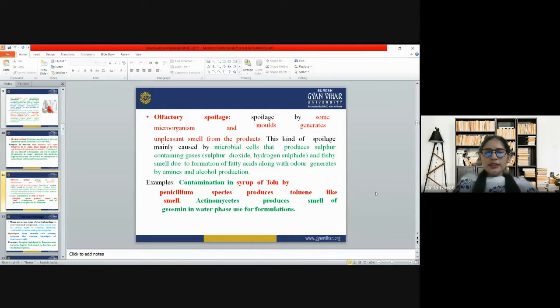For example, contamination in the syrup of tolu by Penicillium species produces a toluene-like smell. Another is actinomycetes, which produce the smell of geosmin in the water phase used for formulation.